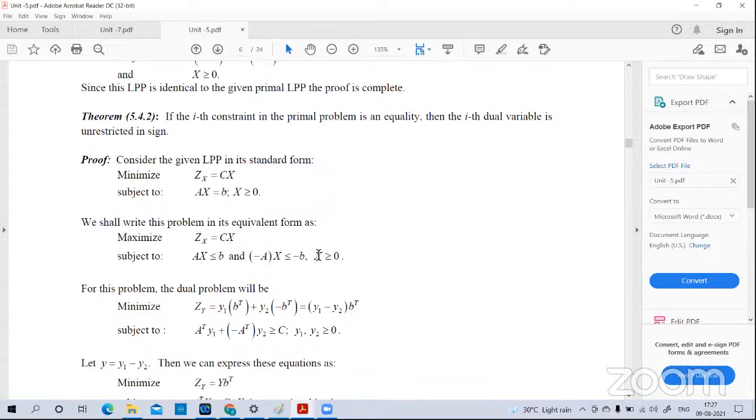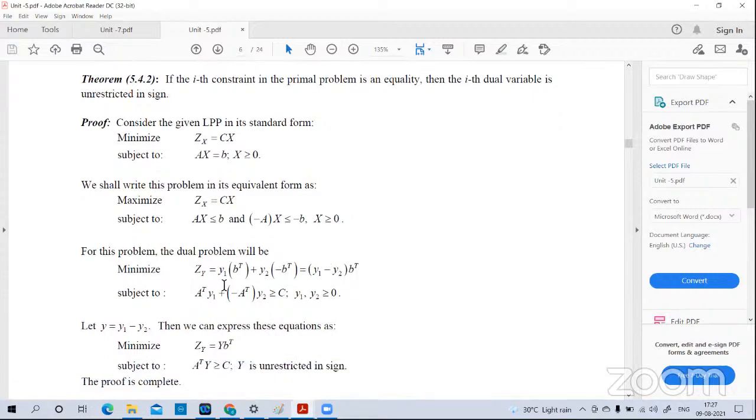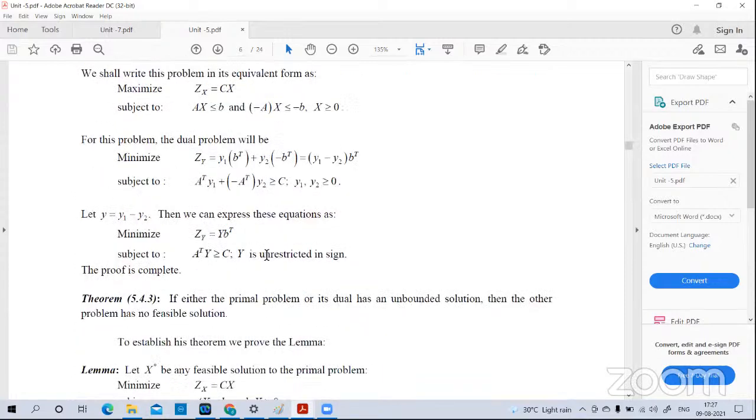Maximization z means converting to minimization z. Here z equal to y1 into b transpose plus y2 into minus b transpose, so y1 minus y2 times b transpose. Then we can apply minimum to minimum. Then the variables can be expressed as y equal to y1 minus y2. So these values can be called unrestricted. Unrestricted variables means that instead of y, we can substitute y1 minus y2.